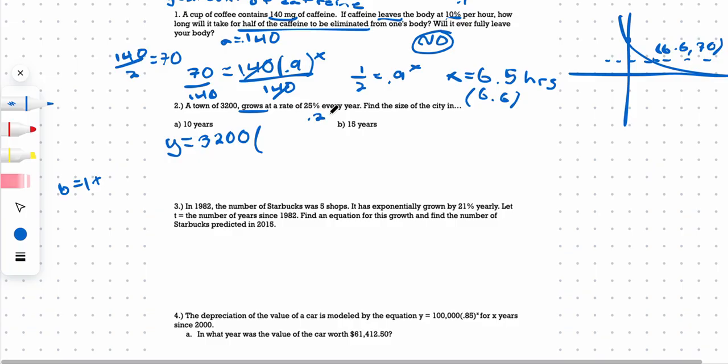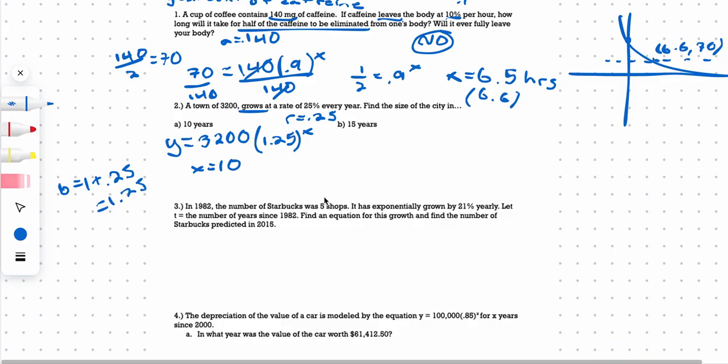25% is the same thing as 0.25. So r is going to equal 0.25. 1 plus 0.25 equals 1.25. So that's what we're going to put in as our b value. We raise that to the x power, where x is our time in years. And so now we're going to say x equals 10. So we plug that in.